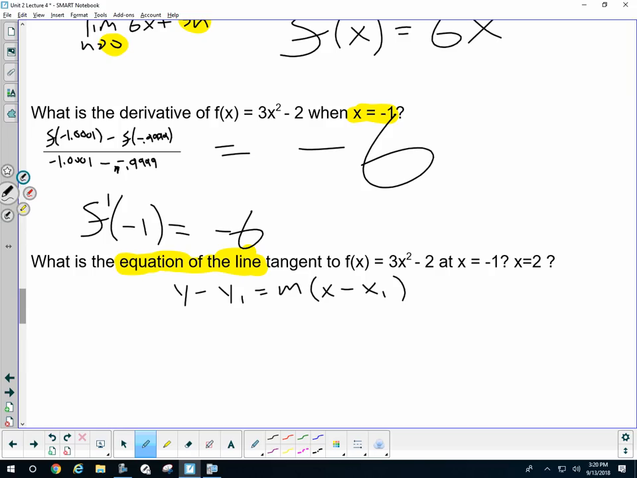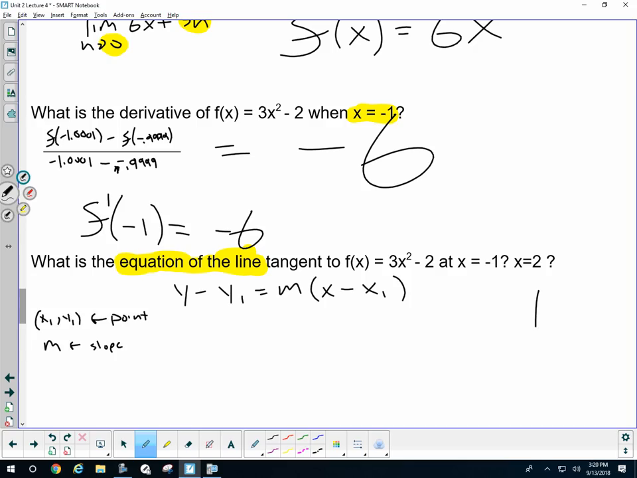Okay? All we need is a point. The x1, y1 is the point. And m is the slope.